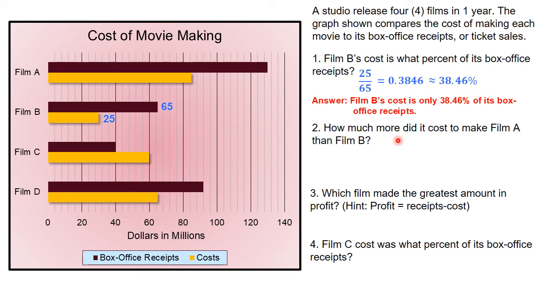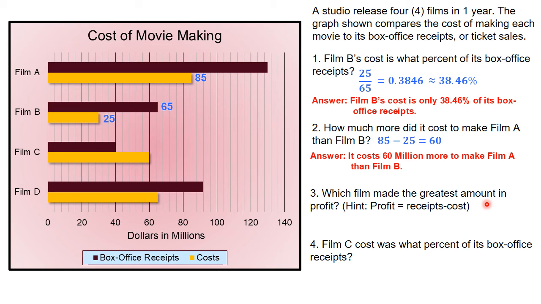Question number 2. How much more did it cost to make Film A than Film B? We will only focus on Film A and Film B, and narrow it down only to cost. We will disregard the box office receipts. So we have 85 and 25. We deduct 85 minus 25, which is equal to 60. So it costs $60 million more to make Film A than Film B.